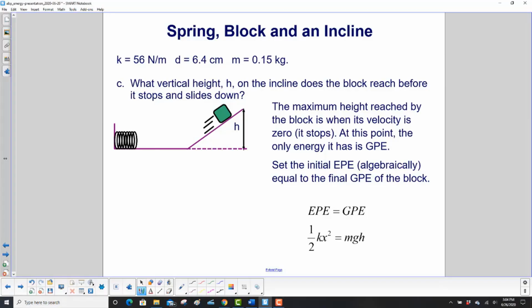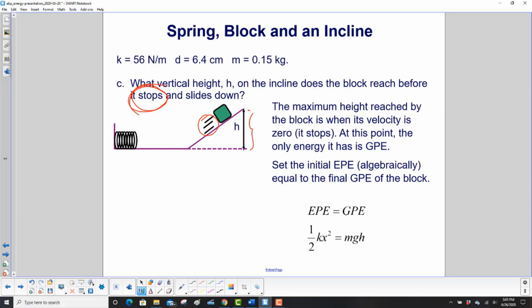What vertical height on the incline does the block reach before it stops and slides down? So there's a key. So what's going to be its kinetic energy at the top? 0. The maximum height is when the velocity is 0. It stops. And we have our little speed lines going up. Then at the top it stops, and we're going to find that value of h. The only energy it has is GPE.